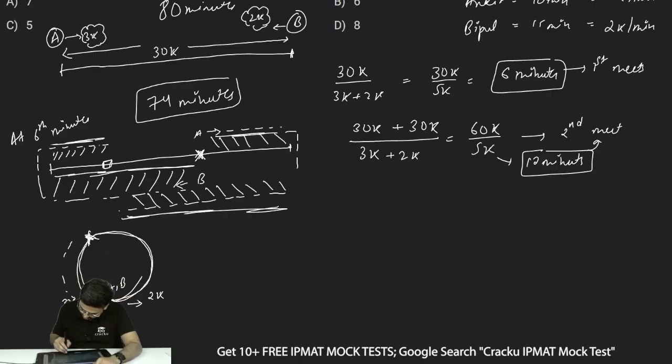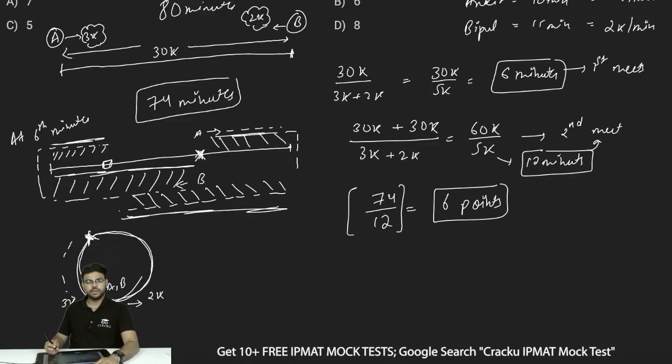So what will happen? In the remaining 74 minutes, there will be how many meeting points? 74 divided by 12, if I take the greatest integer of this, there will be 6 meeting points. That at the end of 12 minutes there will be a meeting point, then 24 minutes, then 36, 48, 60 and 72. So up till 72, there will be 6 more meeting points.